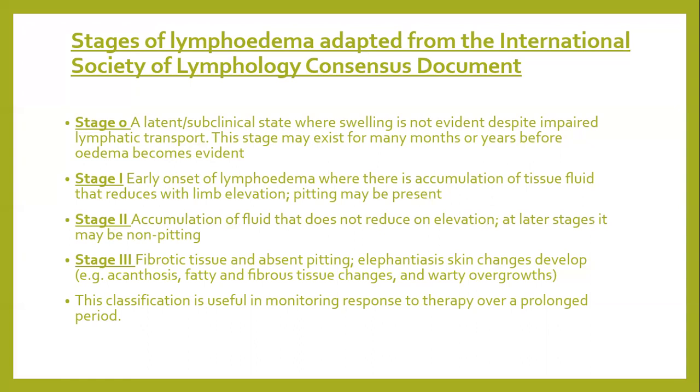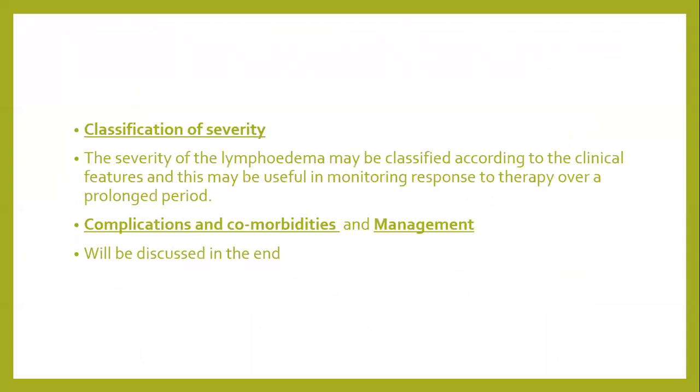Now in stage 3, fibrotic tissue and absent pitting with elephantiasis skin changes develop. And the elephantiasis skin changes are acanthosis, fatty and fibrous tissue changes, and warty overgrowths. This classification is useful in monitoring response to therapy over a prolonged period. So this classification will hold for all kinds of lymphedemas. Then classification of severity. The severity of lymphedema may be classified according to the clinical features, and this may be useful in monitoring. This is what we have covered.